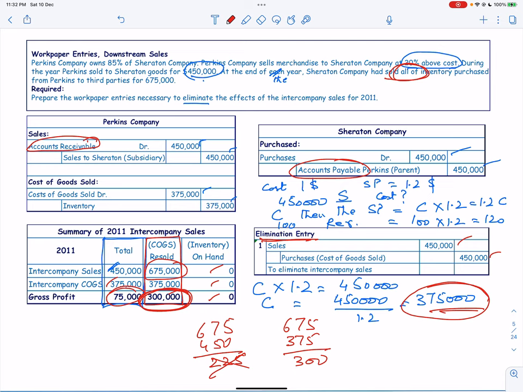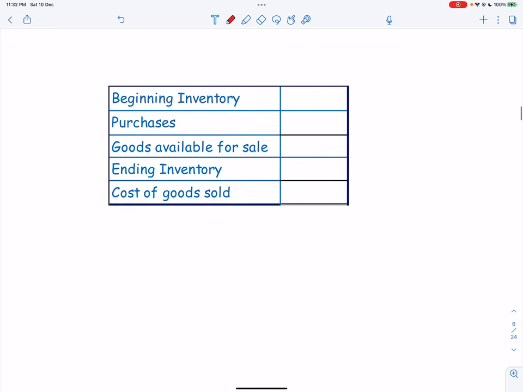Next, we are going to talk about some interesting relationship with respect to cost of goods sold. Let us take some hypothetical figures. Rather, let me first explain that we have beginning inventory. To this we add the purchases. This gives you the cost of goods available for sale. We will subtract the ending inventory to get the cost of goods sold.